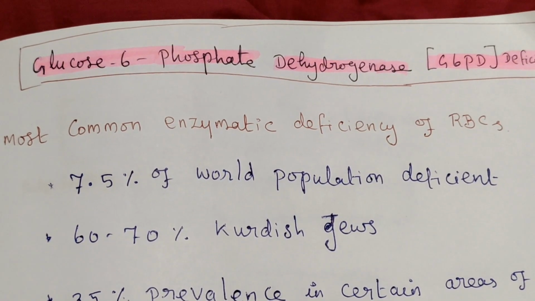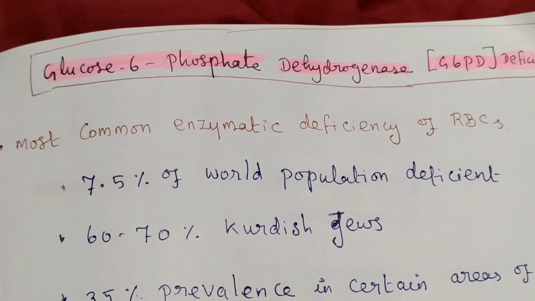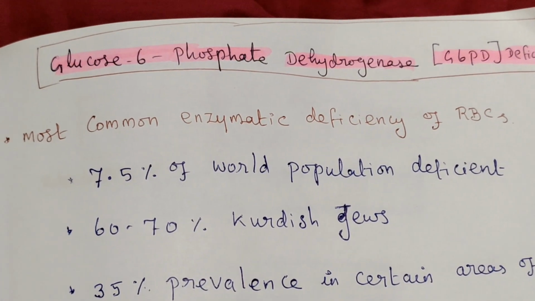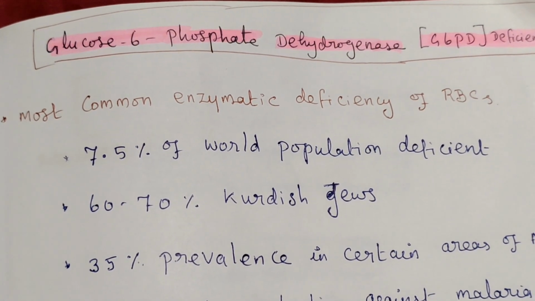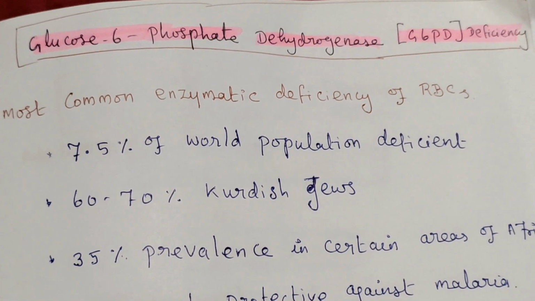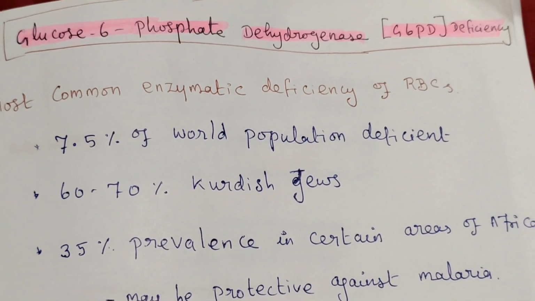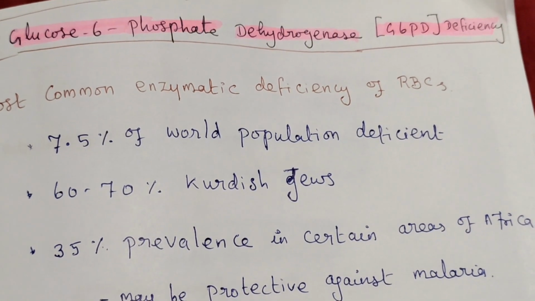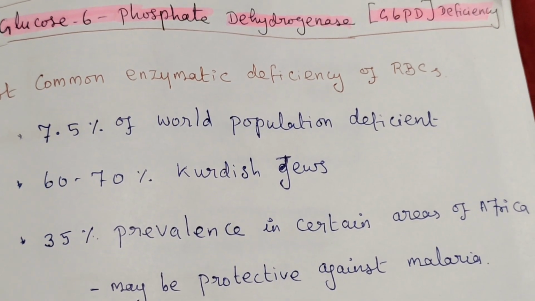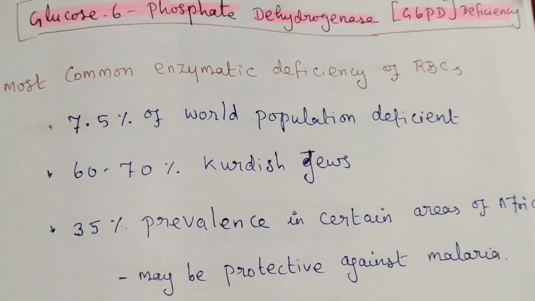Today's topic of discussion is glucose-6-phosphate dehydrogenase deficiency. What is glucose-6-phosphate dehydrogenase deficiency? This is the most common enzymatic deficiency of red blood cells, about 7.5% of the world population. 7.5% of the world population is deficient in this enzyme, but it varies between different groups of individuals.